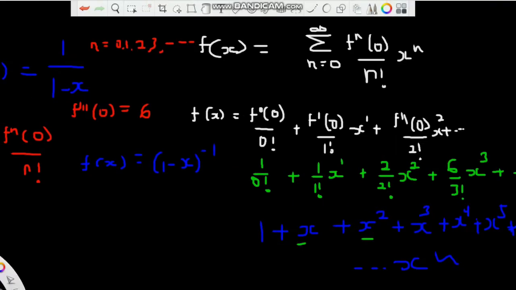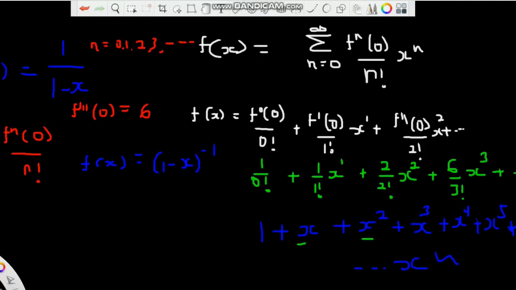Now since we know the general formula to be x to the power n, we can try and put it in place of the formula that we have written here. So instead of me writing the nth derivative of the function at 0 over n factorial, multiplied by x to the power n, I can take away all this and write this there. That will give me the actual general formula for the series.